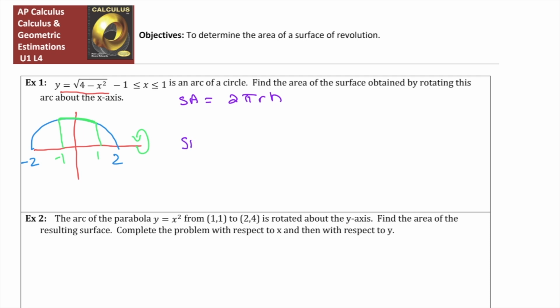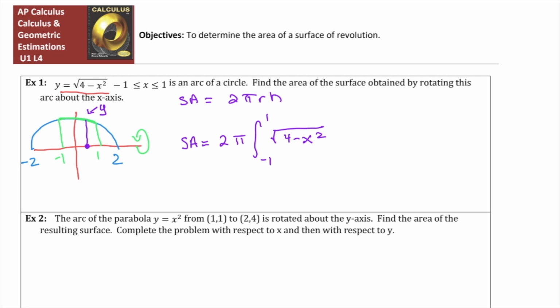So in our problem, the surface area is going to be equal to 2 pi, the x values traveling between -1 and 1. The radius, let's draw that in. Now, the radius is drawn from where we're spinning to the outer edge. That is a length of y. But since we're cutting on the x-axis, we're going to fill in what y equals. So the radius is the square root of 4 minus x squared.